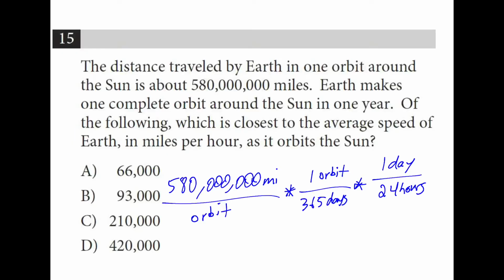So if I start with the number of miles per orbit and I multiply by the number of orbits per day and the days per hour, the unit I'm left with is miles per hour. And this gives me 66,210, which is closest to A.